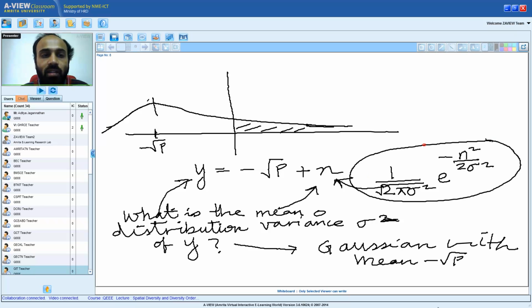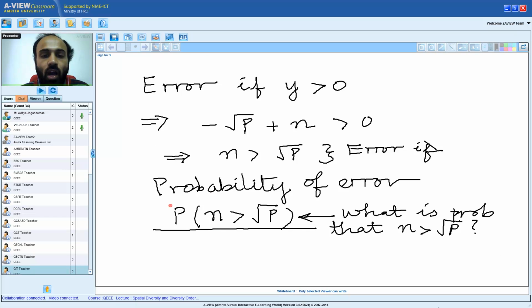Now I am asking a simple question. How can I compute the probability that the noise is greater than square root of p? Can anyone tell me how to compute the probability that noise is greater than square root of p? Anyone has the answer?